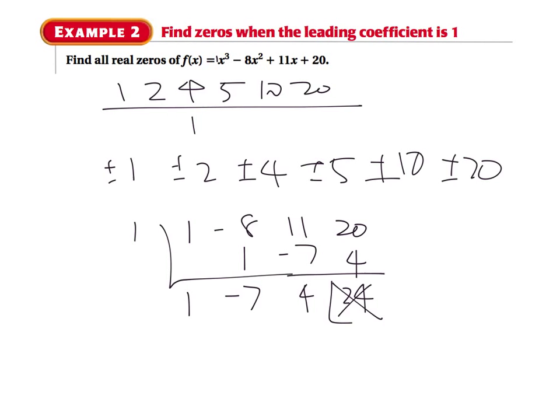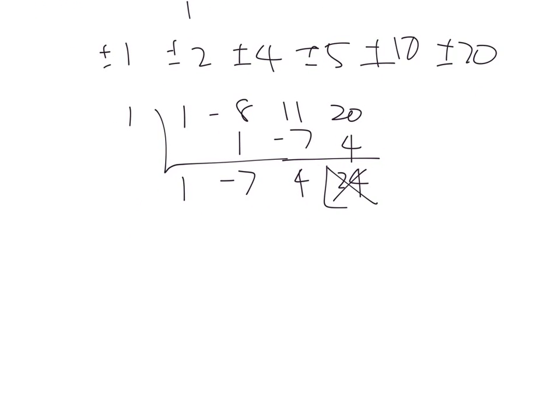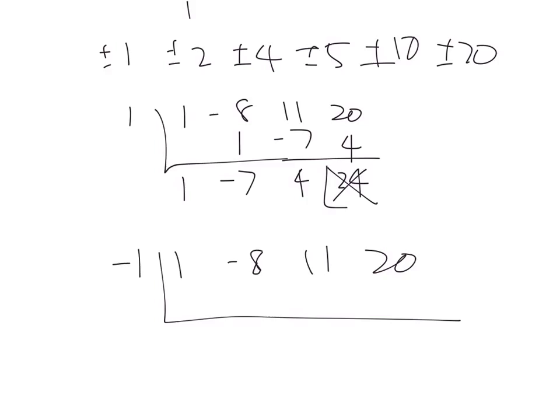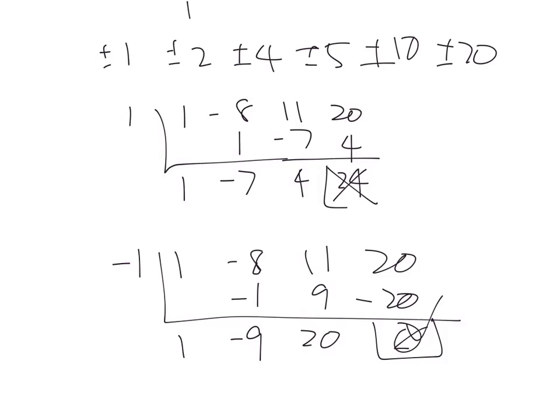So let's keep going. Let's try a different number. The coefficients are 1, negative 8, 11, 20. Let's try the number negative 1. Put 1 here, negative 1, negative 9, positive 9, positive 20, negative 20, and 0. So that 0 is good, which means negative 1 is one of my zeros.